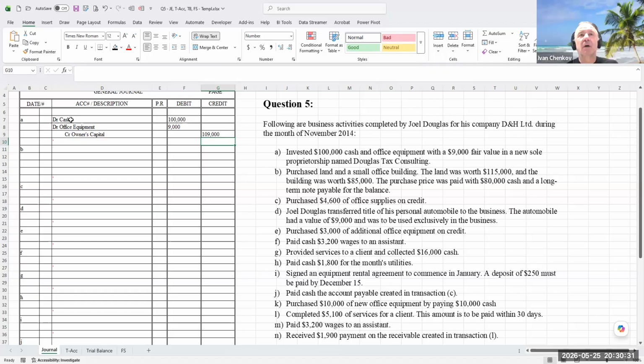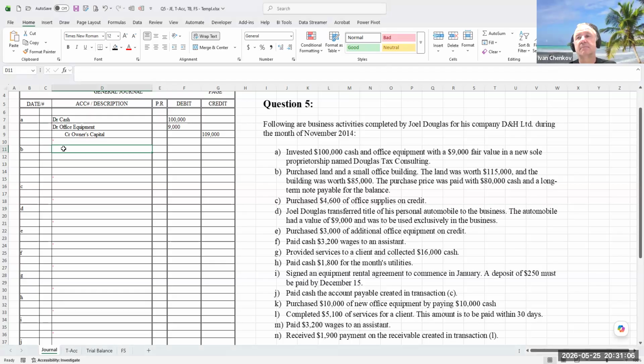As you can see, once we're in balance, the message disappears. Let's go with the next one. Letter B. Now what happened in letter B? In letter B, the business purchased land and a small office building. The land is worth $115,000 and the building is worth $85,000. So let's go one after another.